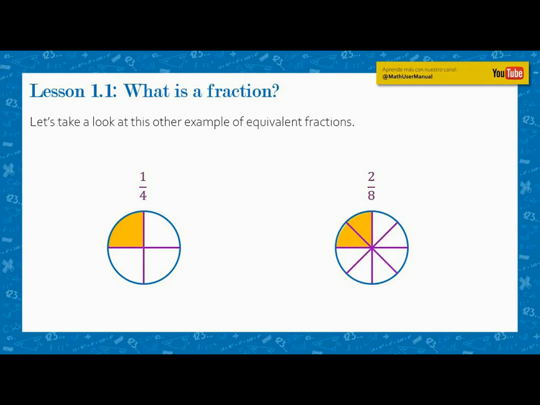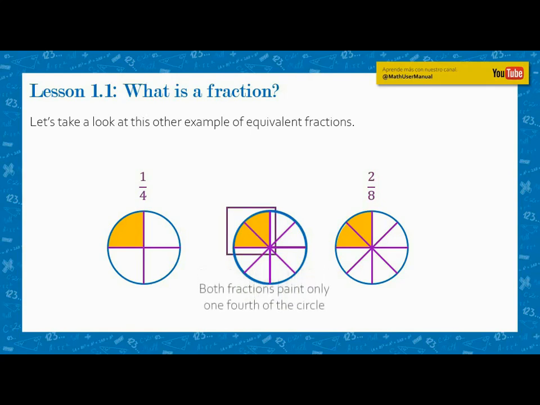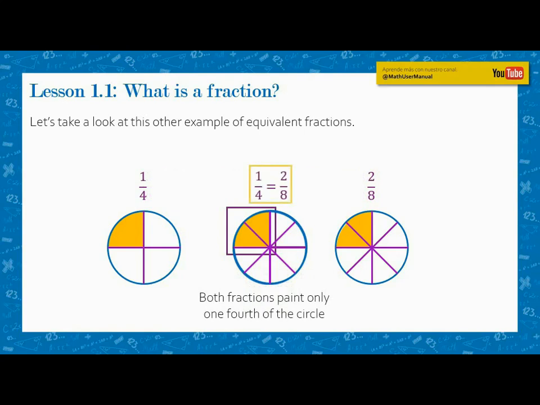Now that we have represented the two fractions, let's put them together. And what we have is that the fractions represent the same part of the circle. If they represent the same part of the circle, it means that these two fractions are equivalent fractions because they both represent 1/4 of the circle. So they are equal to each other. 1/4 and 2/8 are equivalent fractions.